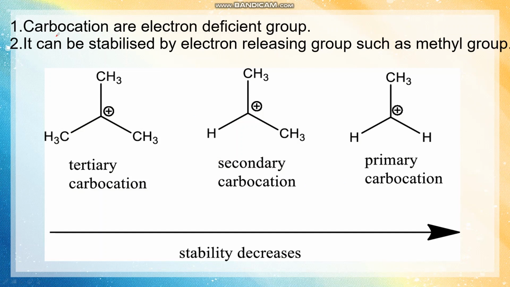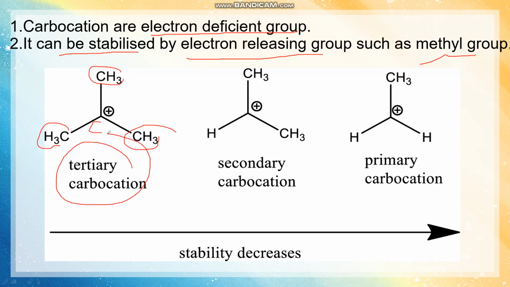One thing that you need to know about Markovnikov's rule is that carbocations are electron deficient groups. That means a carbocation can be stabilized by an electron donating group, or we say electron releasing group, such as a methyl group. As you can see here, this carbon atom is attached to 3 methyl groups, so it will form a tertiary carbocation, and this is the most stable carbocation. As for the secondary carbocation, this carbon atom is attached to 2 methyl groups, and it is less stable as compared to the tertiary carbocation. The primary carbocation is the least stable because it only has 1 methyl group attached to it.